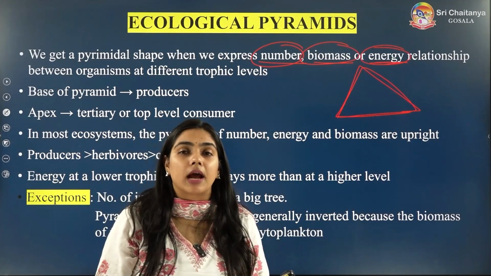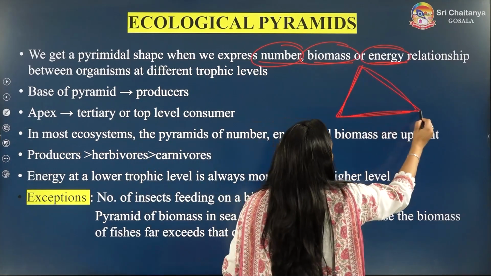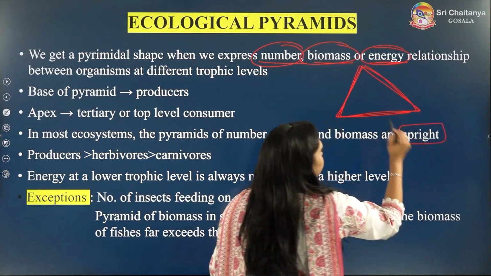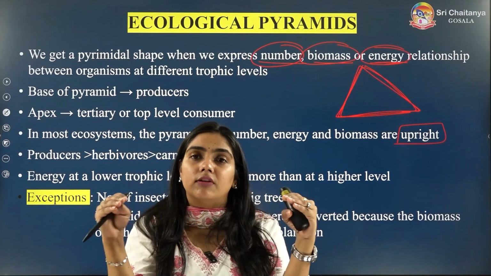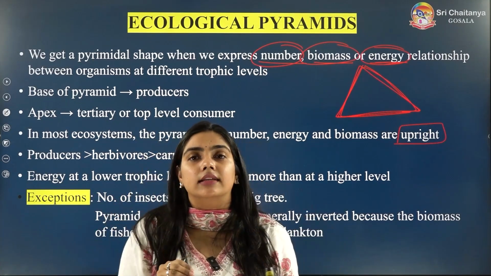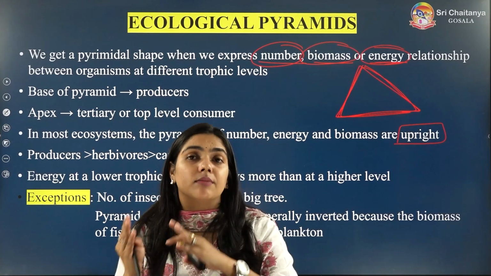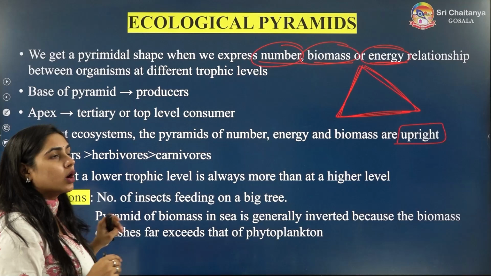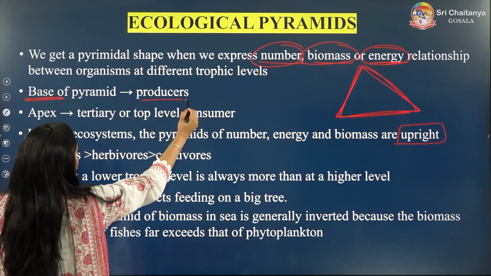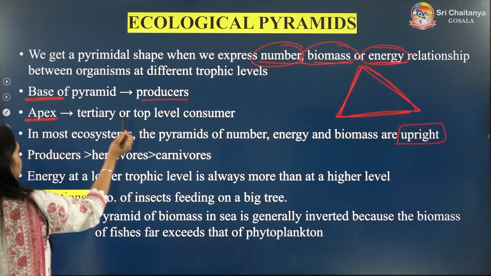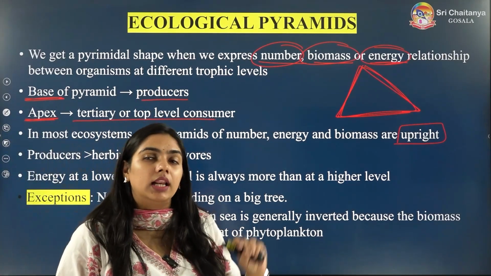Mostly all the pyramids are upright. Upright means like this only. Because obviously the organisms at the first trophic level will be more than the organisms at the next trophic level, mostly. But exceptions can be there, and we'll be talking about the exceptions. At the base of the pyramid, the producers will come. At the apex, the top level consumers will come.